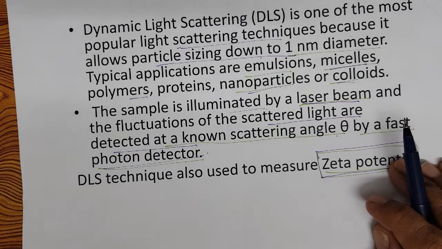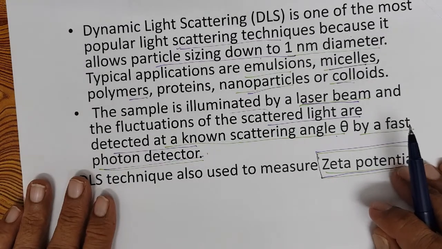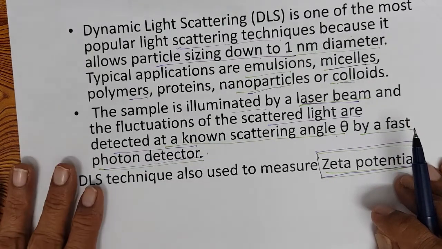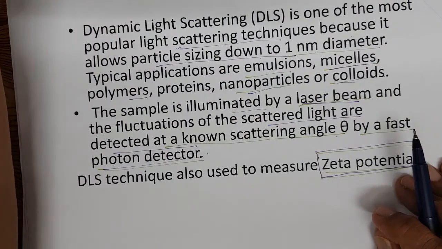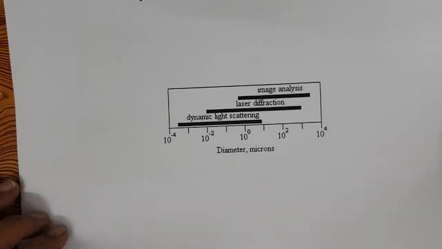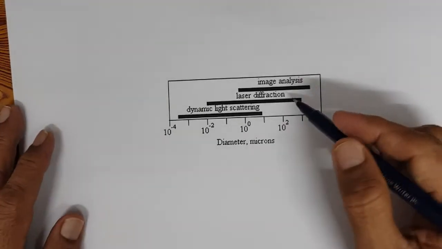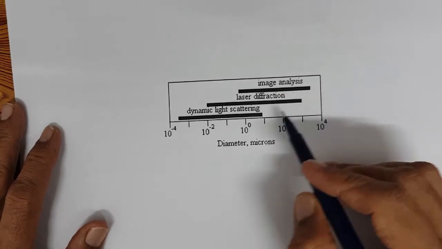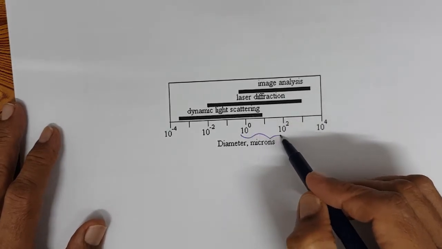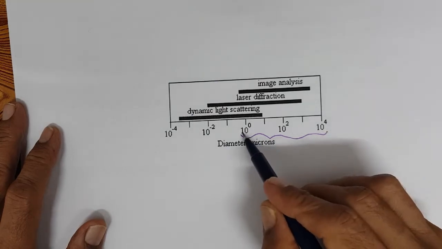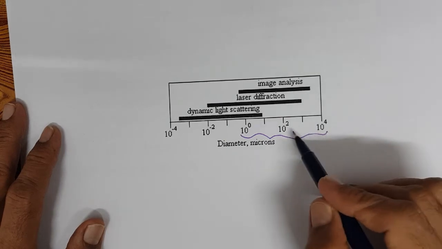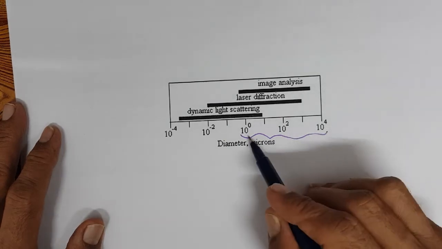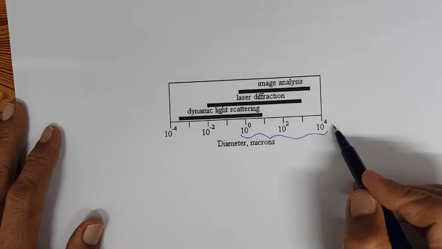Whatever scattering happens, that is detected. That is the dynamic light scattering technique, and this is widely used now. And there are other similar techniques which I would like to tell you about. Of course, image analysis. For image analysis, the particle size can be 10 power 2 to 10 power 4 microns.